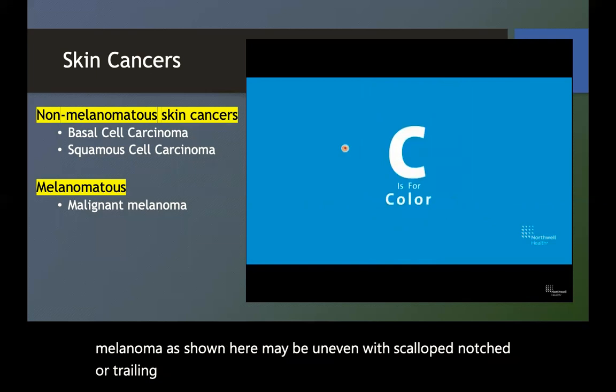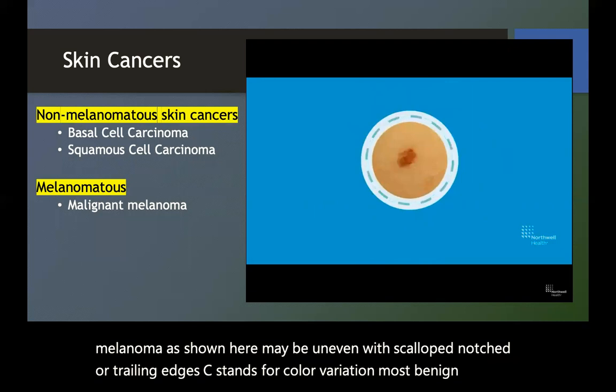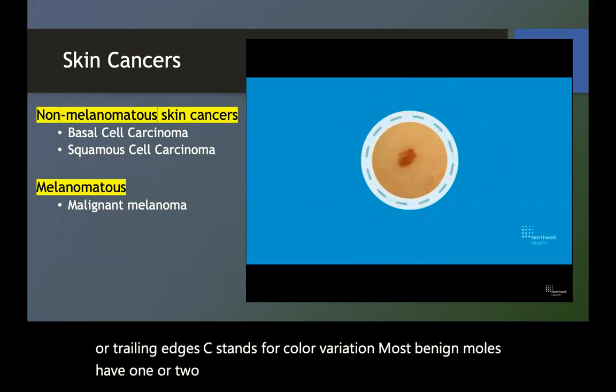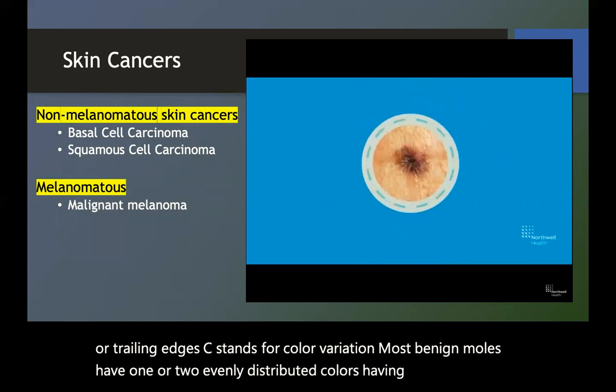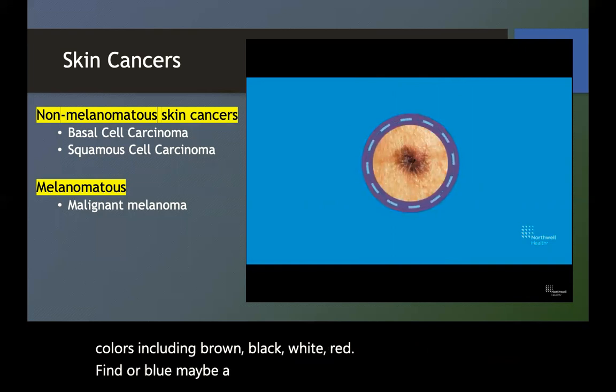C stands for color variegation. Most benign moles have one or two evenly distributed colors. Having a variety of colors, including brown, black, white, red, and/or blue, may be a feature of melanoma.